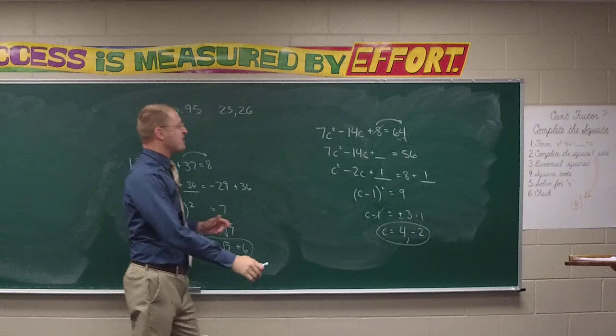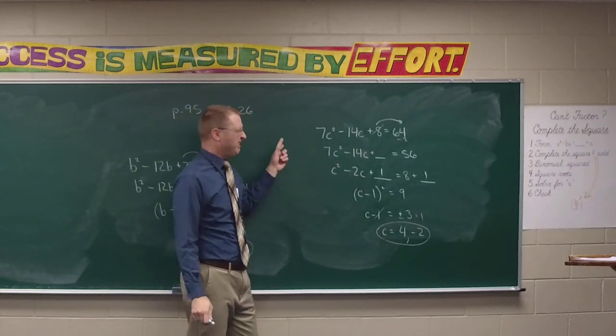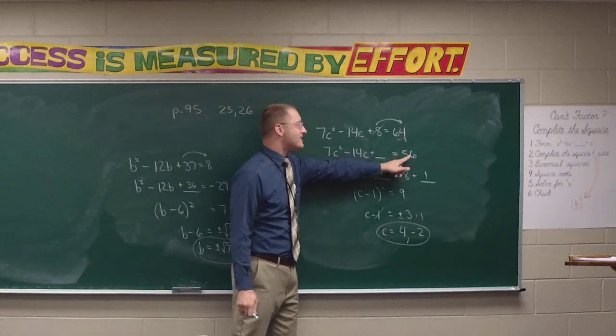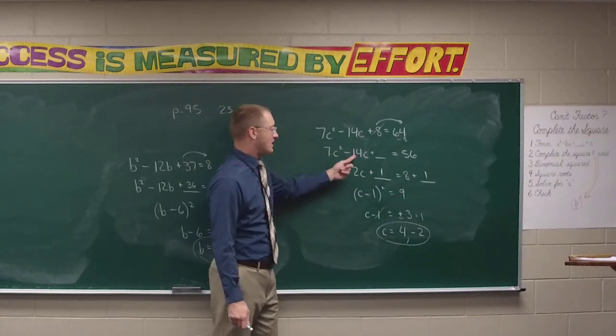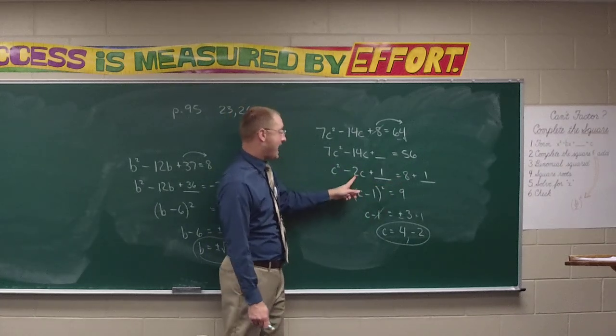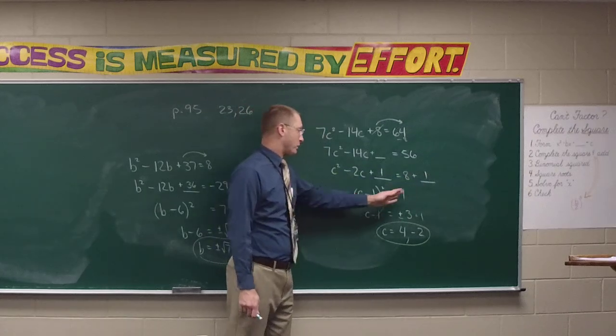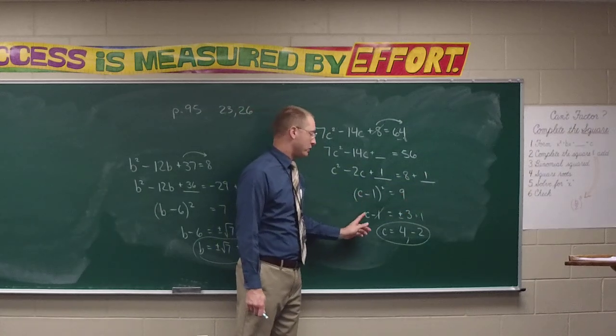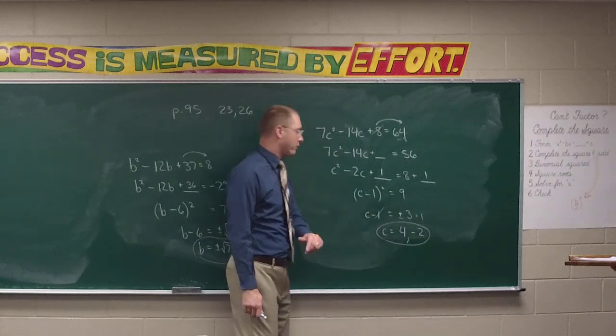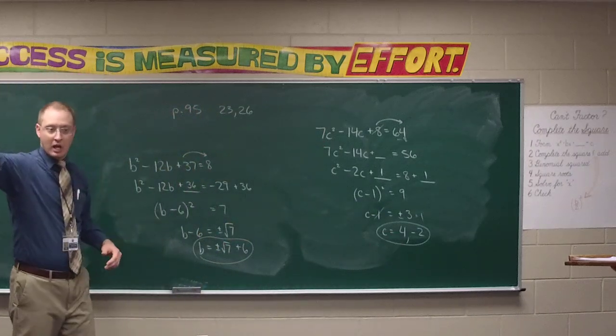Number 26, you can't divide the 7 out. Ugh. But when you subtract the 8 to get 56, now you can take the 7 out of everything. Half and square to get 1. Put it on both sides. Then you get c minus 1 squared equals 9, take the square root, c minus 1 equals plus or minus 3, add the 1, 4 and negative 2. How many have that on number 26?